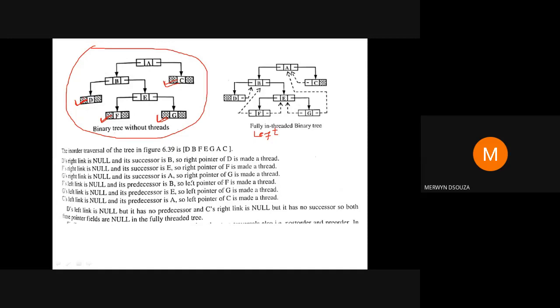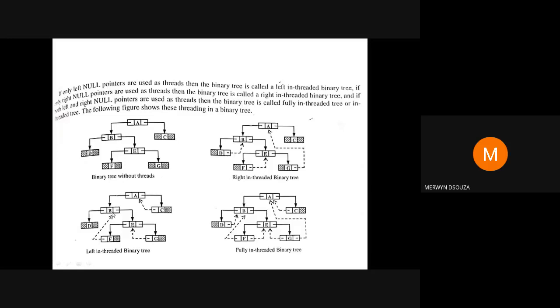Like we have already said, D will not have an in order predecessor, so this will remain as it is. F will have B, G will have E and C will have A, like you can see here. These null pointers will remain as they are, and the right null pointers remain as they are. You do not touch them. So this is only for the left in-threaded binary tree.